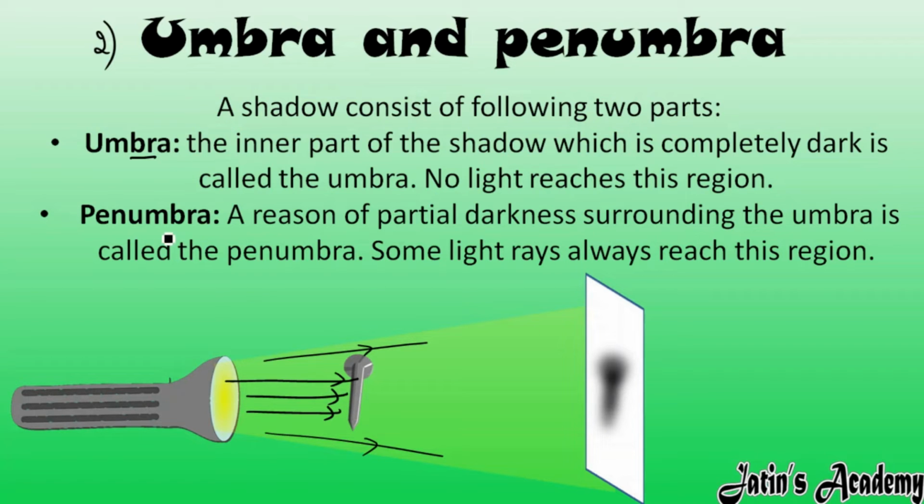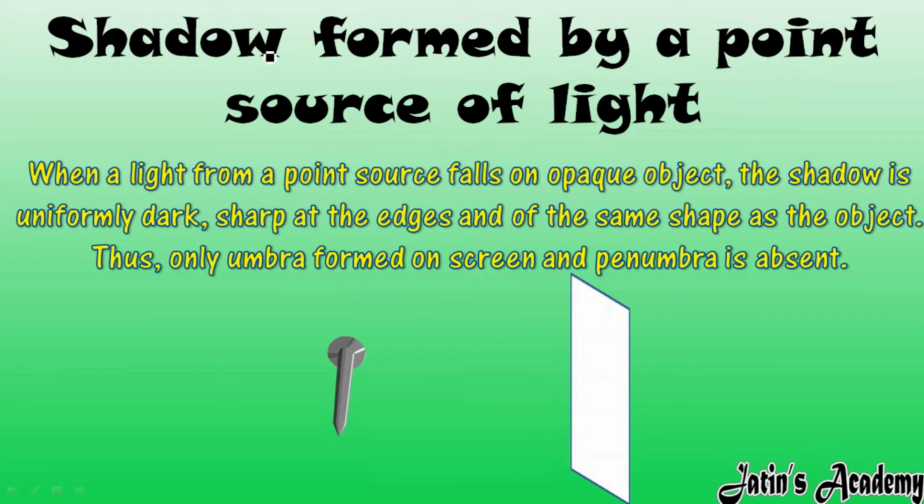But if we are talking about penumbra, penumbra is a partial darkness. Might be you are seeing this partial darkness. Actually, partial darkness surrounds the umbra. In the surrounding of the umbra we have the penumbra, and here in the penumbra region some light rays always reach. So the next topic is the shadow formed by a point source of light.